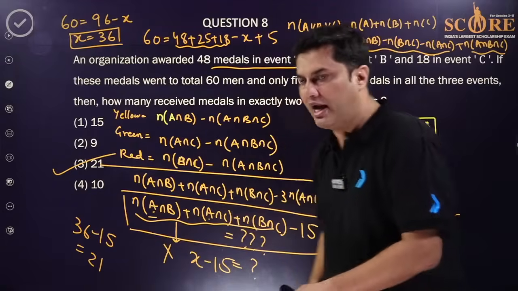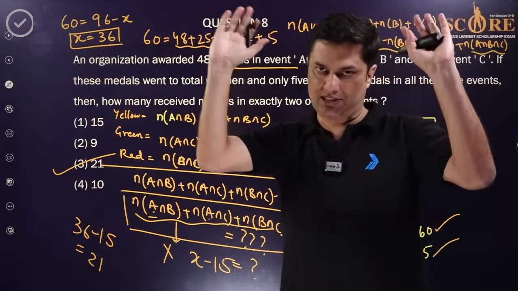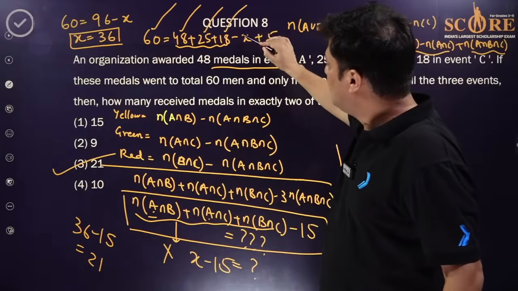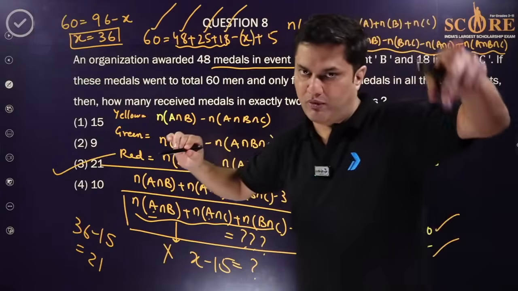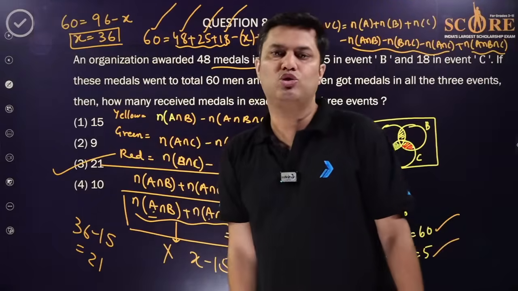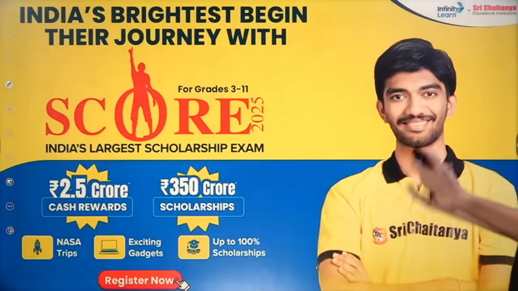For that I have to apply this full formula for 3 sets. So I know A union B union C, N A, N B, N C. I want the sum of the pairwise intersections, and plus 5. The x is 36, the answer is finally 21. So 21 is absolutely the right answer. So that's it.